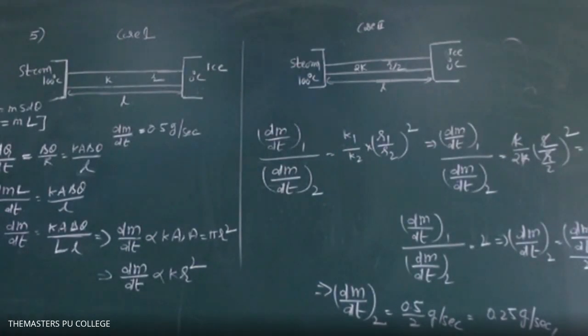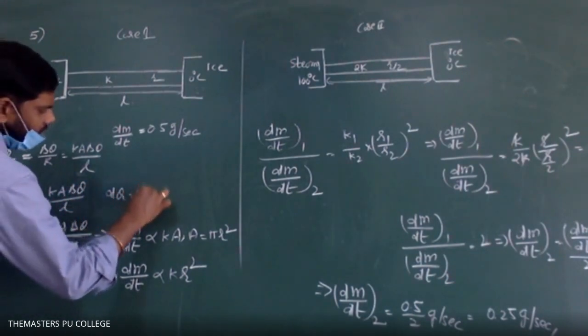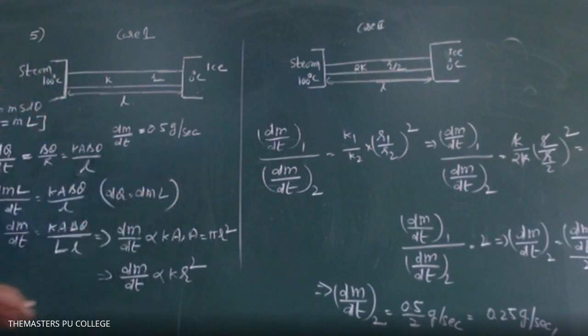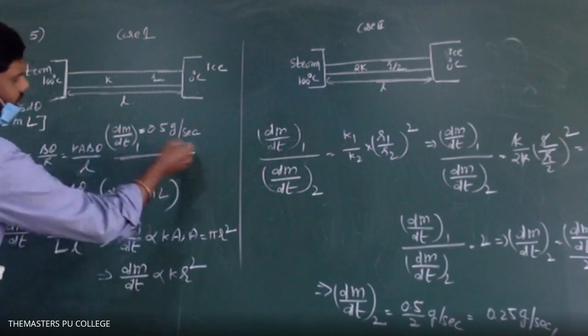So here, if you want, we can write the mass of ice melt per second, dm by dt equals to. If you want, you can write dq equals dm into L, the product of mass into latent heat. This is also m into L, when m mass of ice melts or m mass of water is converted into steam. Here dm amount of mass melts in dt amount of time, so dm by dt is equal to 0.5. Based on this, we have it.